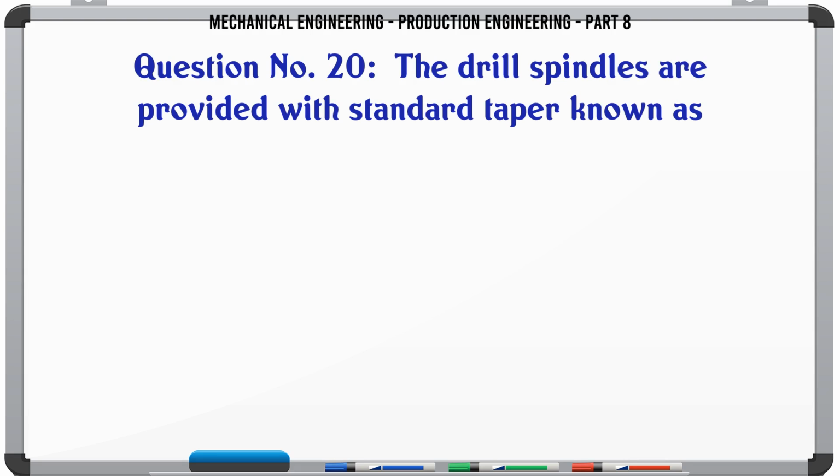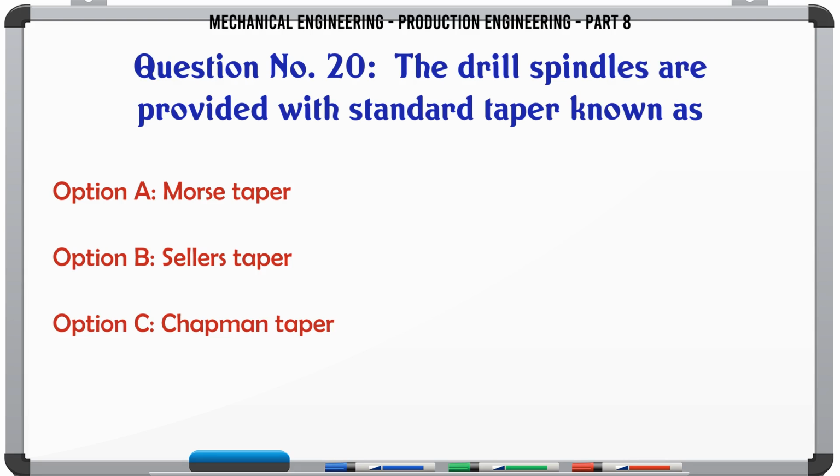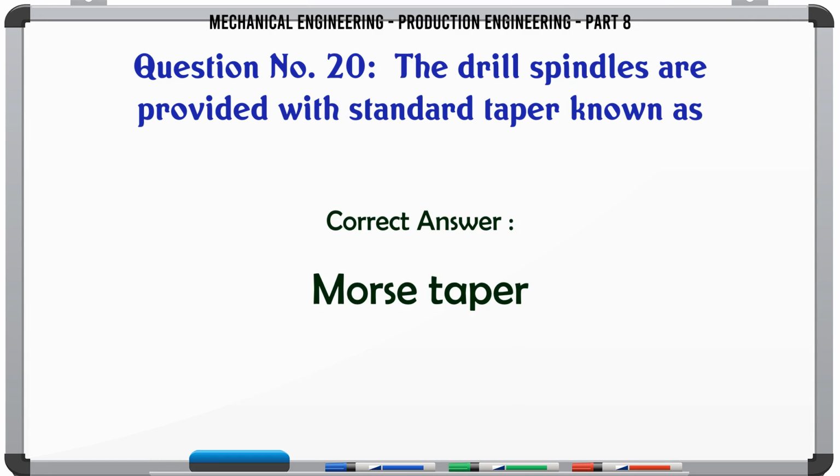The drill spindles are provided with standard taper known as A. Morse taper. B. Sellers taper. C. Chapman taper. D. Brown and Sharp taper. The correct answer is Morse taper.